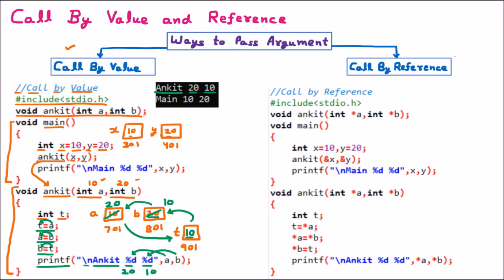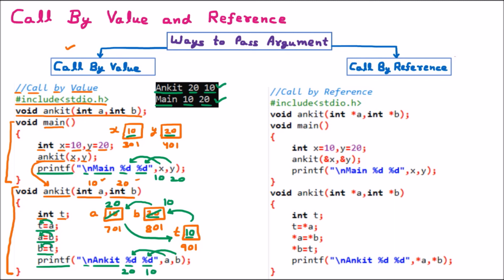Afterward, the function will be closed, and we will go back to the main and execute the next line, which is printf, \n for the new line, main, %d %d. So they will take the values from x and y. Now these x and y values, which are part of main, are 10 and 20. We can see main 10 and 20. So this is how we can see that the function has swapped the values, but the values are not swapped in the main. In the main, the values are 10 and 20. In the function, they are swapped, which is 20 and 10.